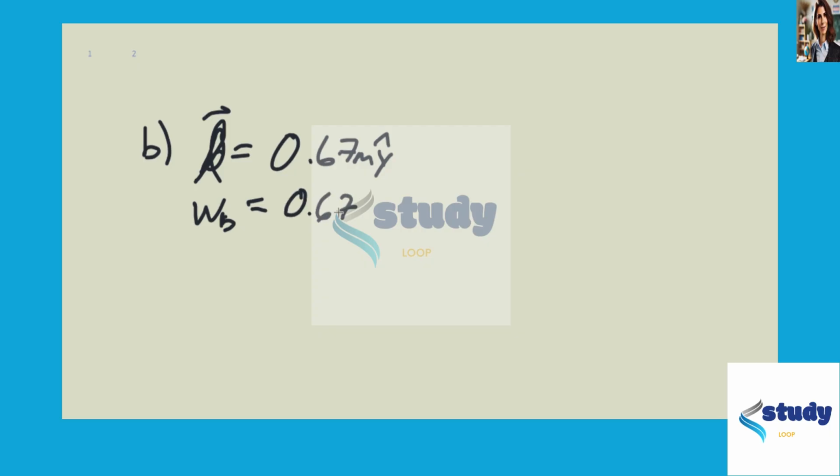Now we're going to do something similar for part B. So in part B, we're told that it moves in a new direction. So my L vector is equal to 0.67 meters times y hat. So if we plug this in, work B is equal to 0.67 times QE times the cosine of the angle between them.